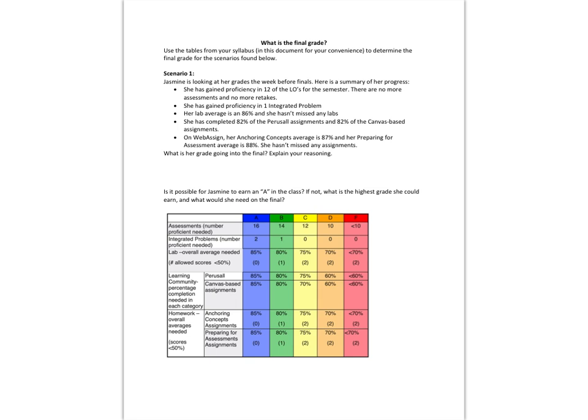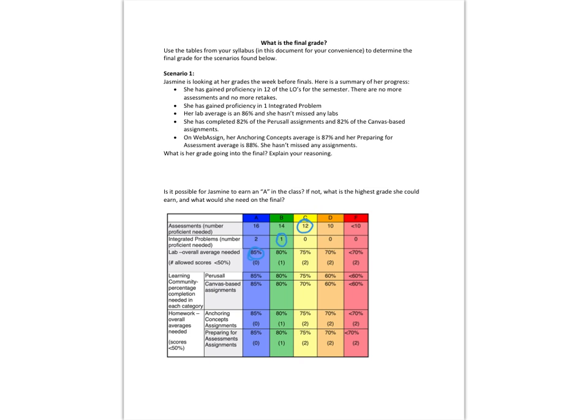All right, so our first person is Jasmine, and what we're going to do is use this table right here to see where she stands at this point right before she goes into finals. I'm going to circle where she is just so we have a good visual. So she has proficiency in 12 LOs, that's at the C level, so I'm going to circle that. She has 1 proficiency, that's at the B level. Her lab average is an 86, so that puts her at A level for lab.